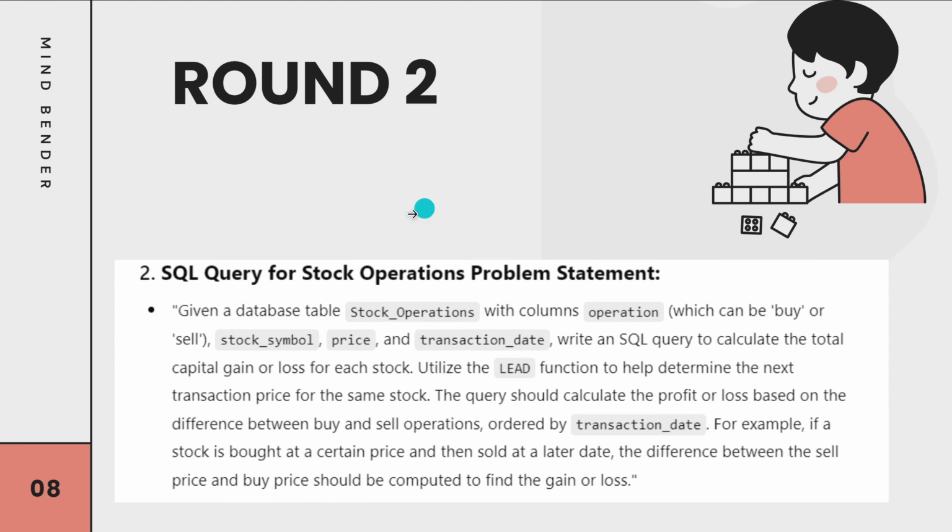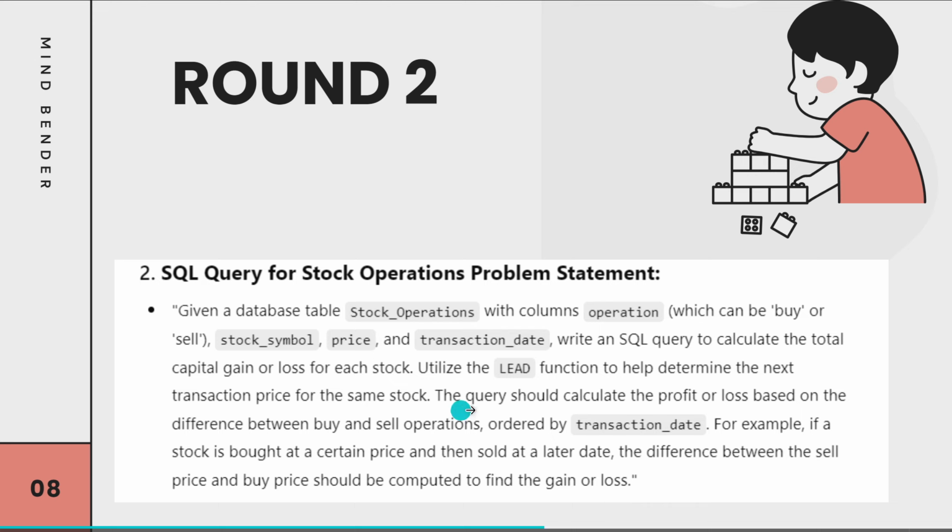Okay, and they also asked an SQL query, that is a stock operations problem statement. It is nothing, they have given a stock operations database with certain column names, and they have also given the price of the item at which they bought and sold the item. Now you have to compute the gain or loss. Okay, now you should print that.